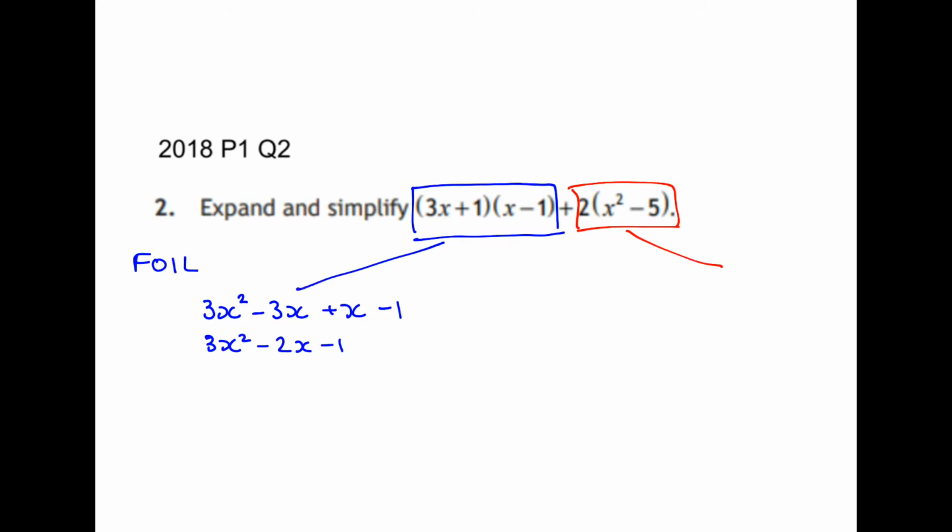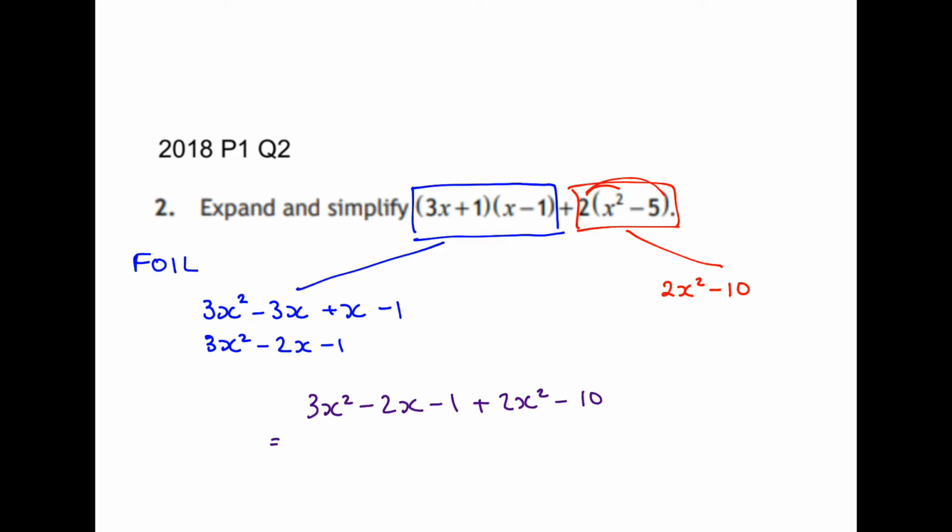Okay. Then, when we multiply out this, it's just multiplying that single bracket. So we get 2x squared minus 10. So altogether, we're doing this expression plus this one. Okay, so let's just do that. So we've got 3x squared minus 2x minus 1, add 2x squared minus 10.